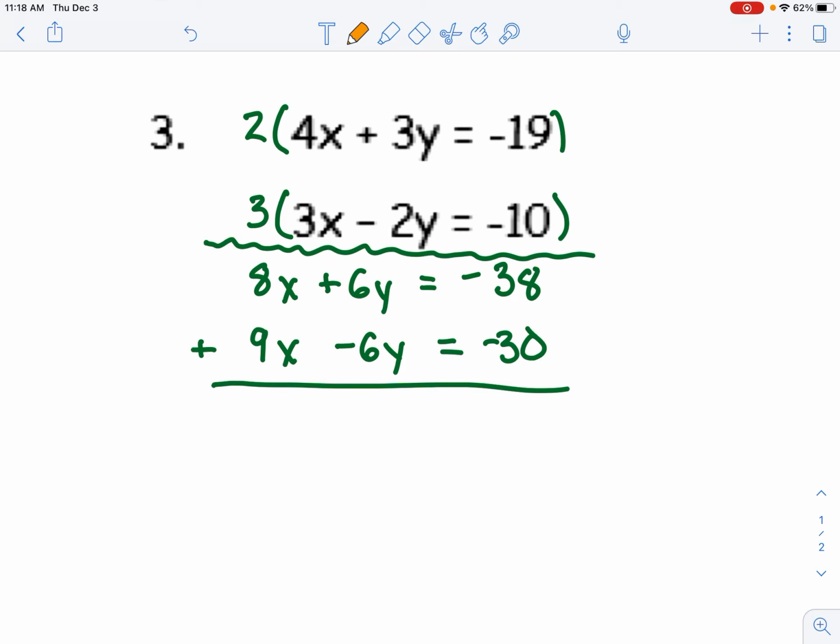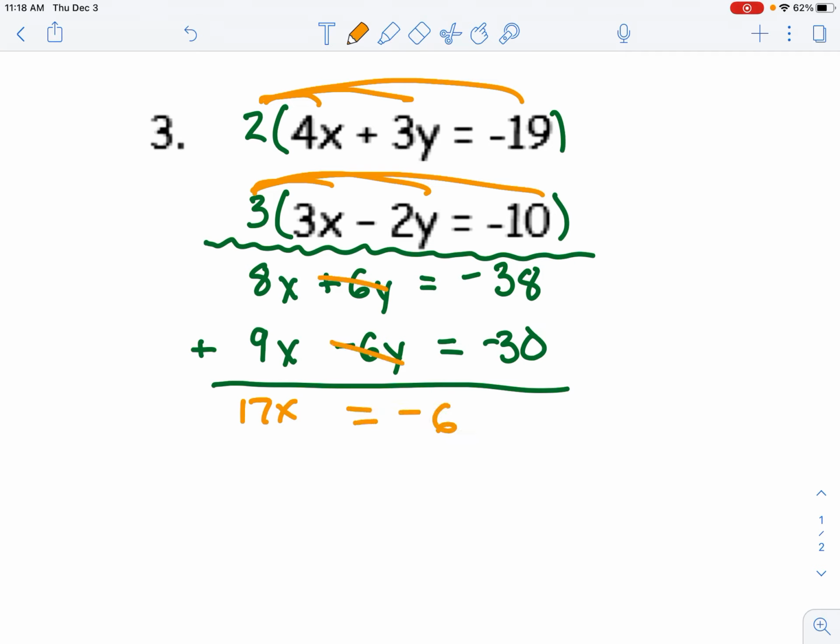Number 3, same idea. I'm multiplying the top by 2 and the bottom by 3. I could multiply the top by 3 and the bottom by 4. That would get rid of the x's since they're a 4 and a 3. But I'm going to get rid of the y's in this case. As you can see, I did that already. I already distributed them below. And I am now adding these equations. So I'll have 17x, these will cancel out, equals negative 68.